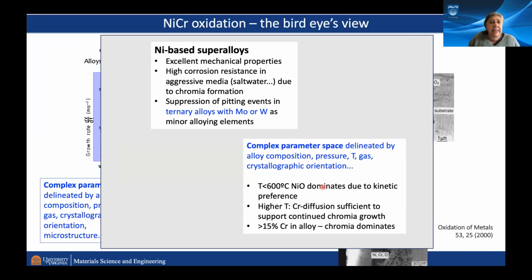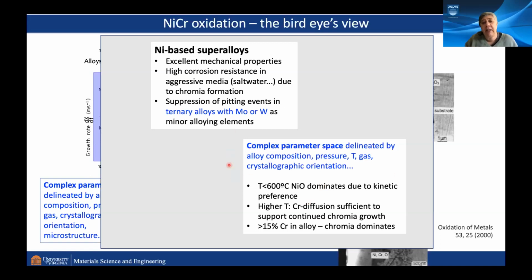What we are looking at is nickel-based superalloys. They have great mechanical properties. They have a high corrosion resistance in aggressive media like salt water. It should give you a hint because for a lot of this project, we've been funded by the Office of Naval Research. There's the connection to the saltwater part. And one thing which is very well known and has been studied extensively is the fact that just adding to nickel chromium a sprinkle of molybdenum or tungsten as a minor alloying element really suppresses pitting events. And a pitting event is a catastrophic breakdown of your oxide.